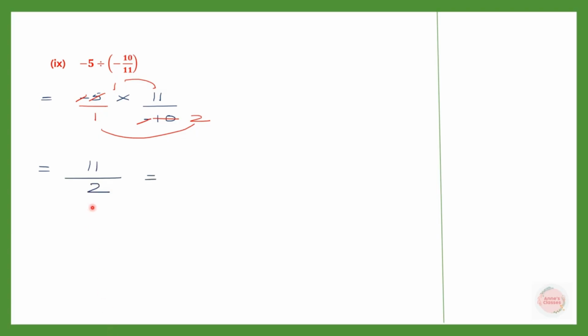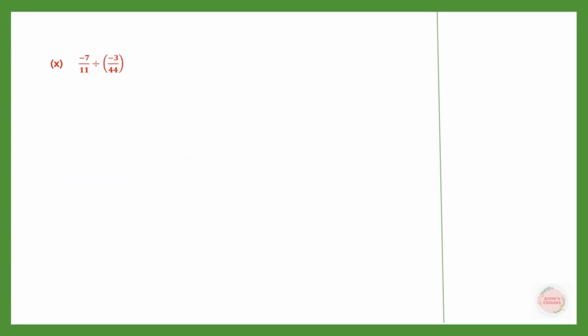We say the tables of 2 till we get a number close to 10. That is, 2 5s are 10. Now what is left? 1. 2 5s are 10 plus 1 is 11 and then by 2. So our final answer after converting is 5 1 by 2.